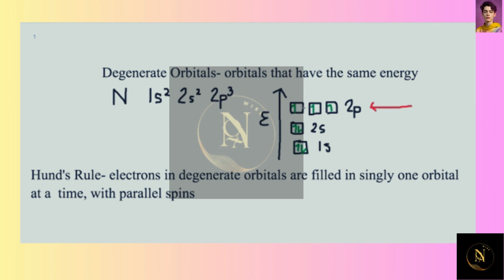This is an orbital diagram of nitrogen showing that degenerate orbitals have the same energy, and the electrons are put into each orbital one at a time singly with parallel spins before returning to place more electrons in the second orbital.